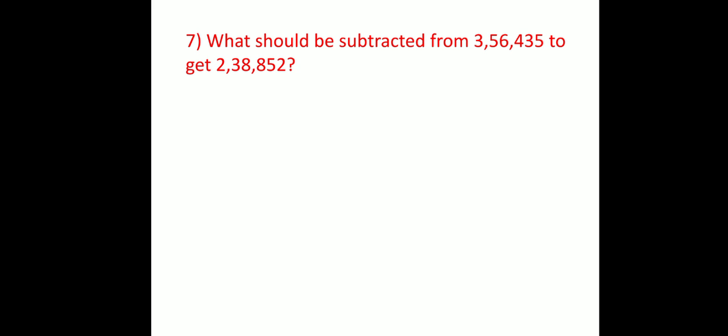Okay? And then, the seventh one. What should be subtracted from 3,56,435 to get 2,38,852? From means first write that number. 3,56,435 minus which number do you subtract? Then the answer is 2,38,852. So for this I will give one example.